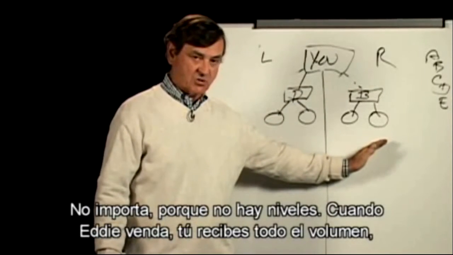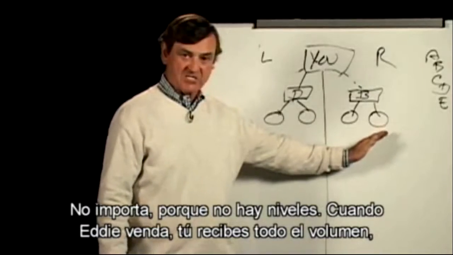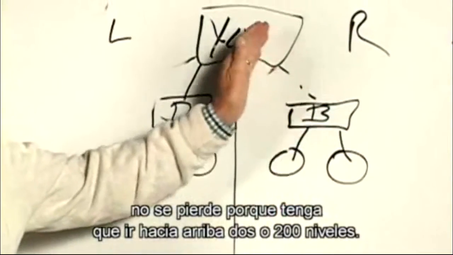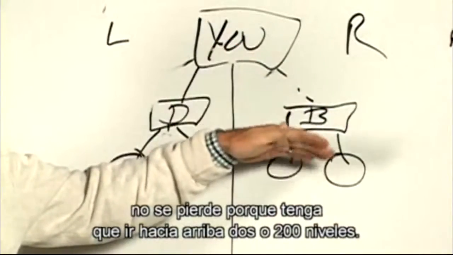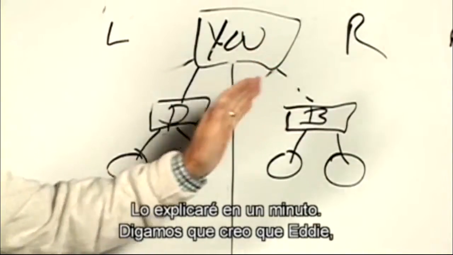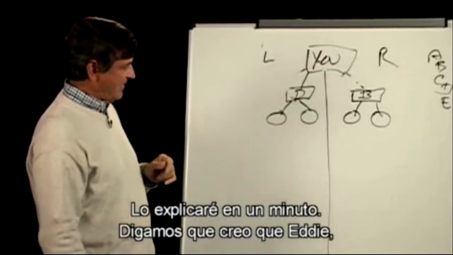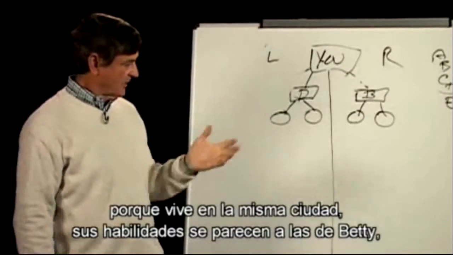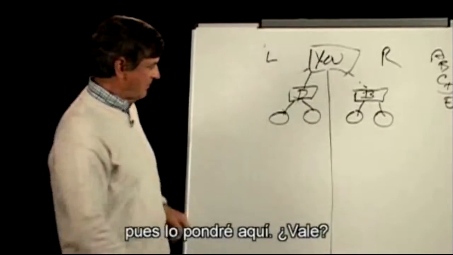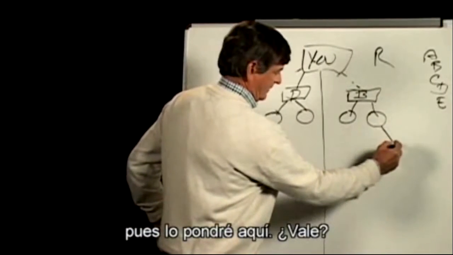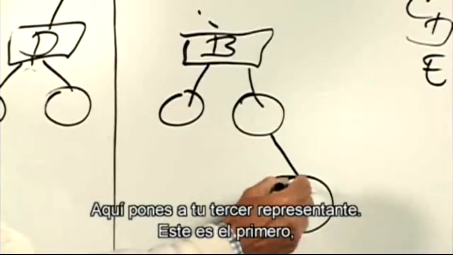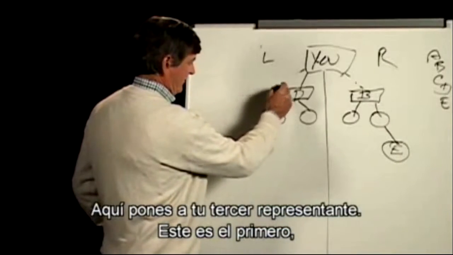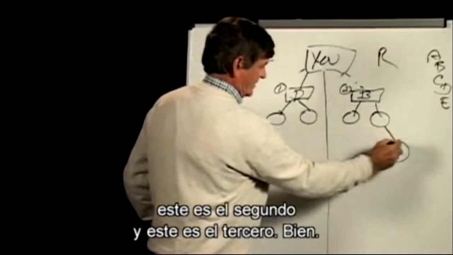Doesn't matter, because there are no levels. When Eddie makes a sale, you get full volume. It isn't watered down because it has to travel up 2 or 200 levels. I'll explain that in a minute. So let's say, well, I think that Eddie, because he's in the same town, his skill sets are a little bit like Betty, I'm going to put Eddie over here. All right? So there you put your third rep. Okay, this is your first, this is your second rep, and this is your third.